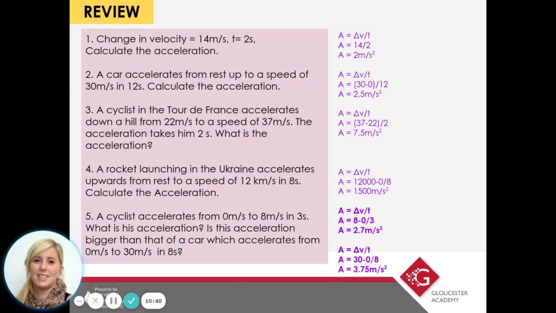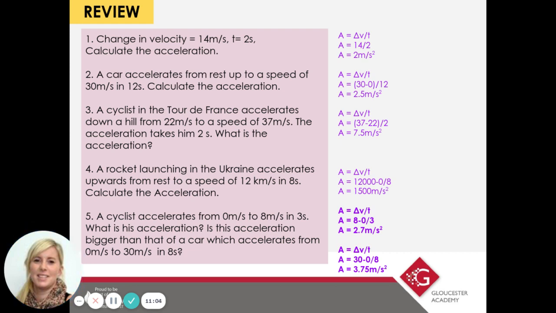Third one then, slightly different here because you don't have the at rest. And again, I just want to point out the brackets. So we're doing what's in the brackets first. So the final velocity was 37 minus 22. And when you work that out then, you then divide that by 2 for the time because it was 2 seconds. And you get the final answer of 7.5 meters per second squared.